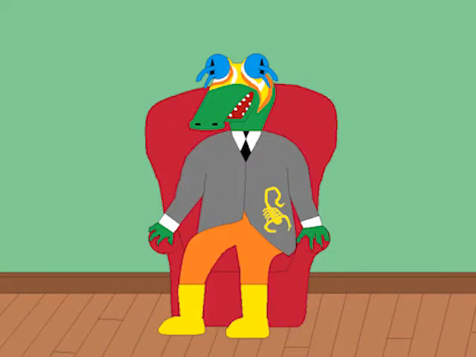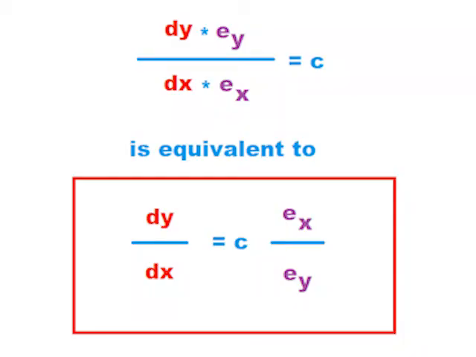Well, if we modify the formula, dividing both sides by ey and multiplying by ex, we get the formula dy over dx equals c times ex over ey. Let's take a look at what this formula is saying.